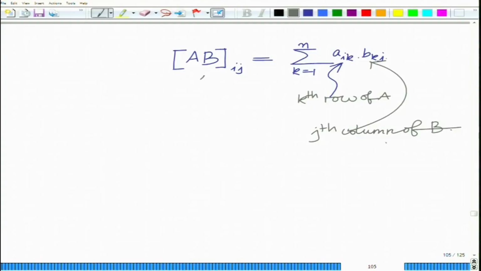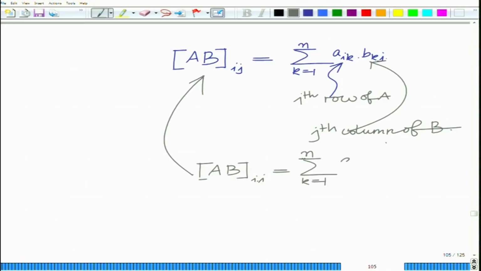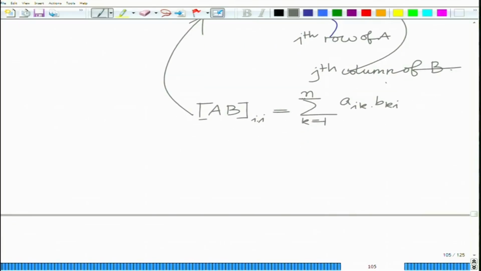Now what is AB ii? That is the diagonal element. The diagonal element is simply, take the ith row of A, summation k equals 1 to n, this is simply A i comma k into B k comma i, because we are looking at the ith element. So, this is the ith row of A and the ith column of B, okay.